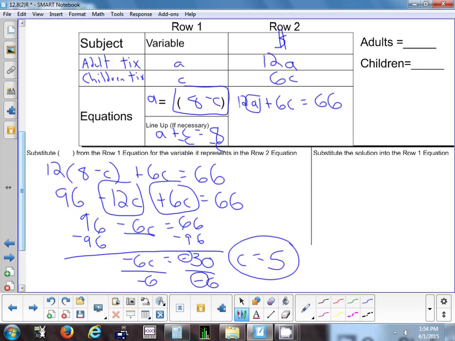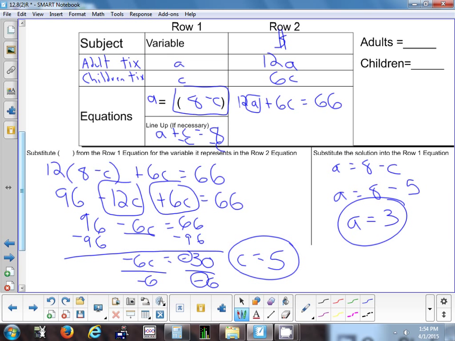Now, Travis, to go back and get how many adult tickets we need, what do we do? Nice job, right? Go back to this: A equals 8 minus C. A equals 8, and like Travis just said, C is 5. A equals 3.